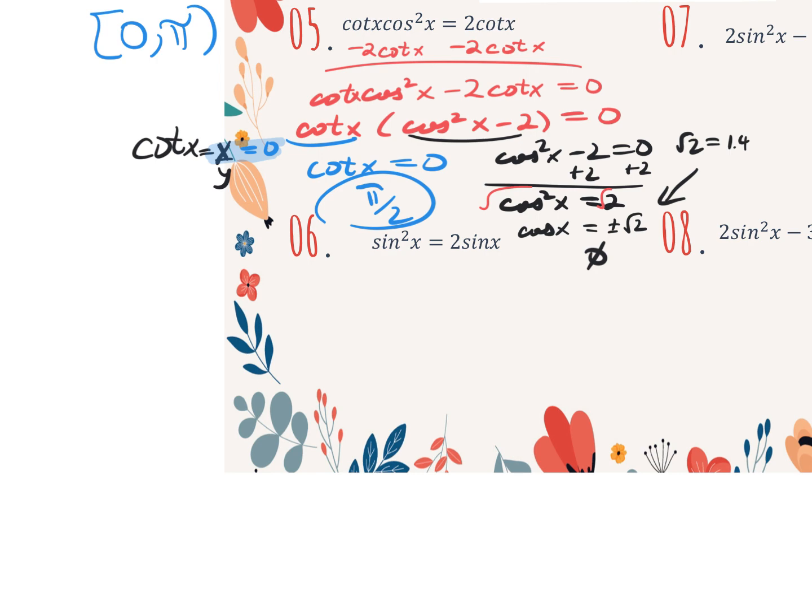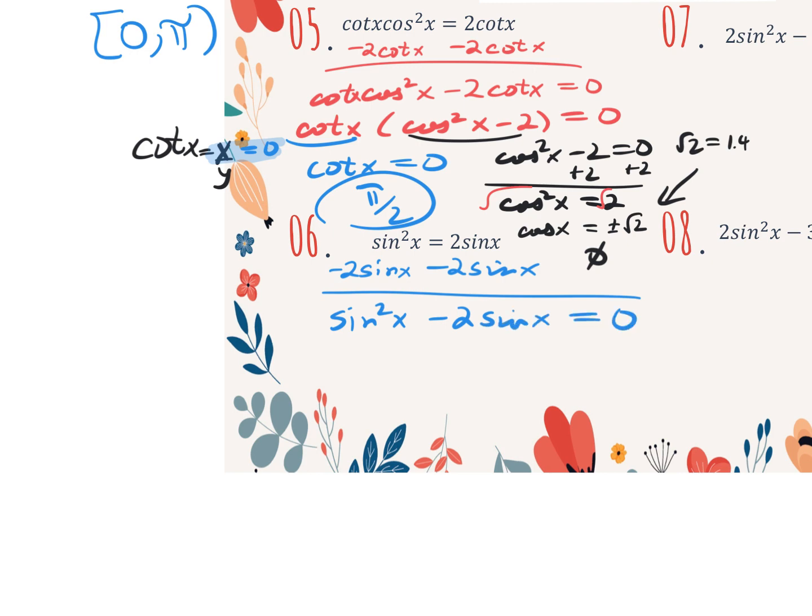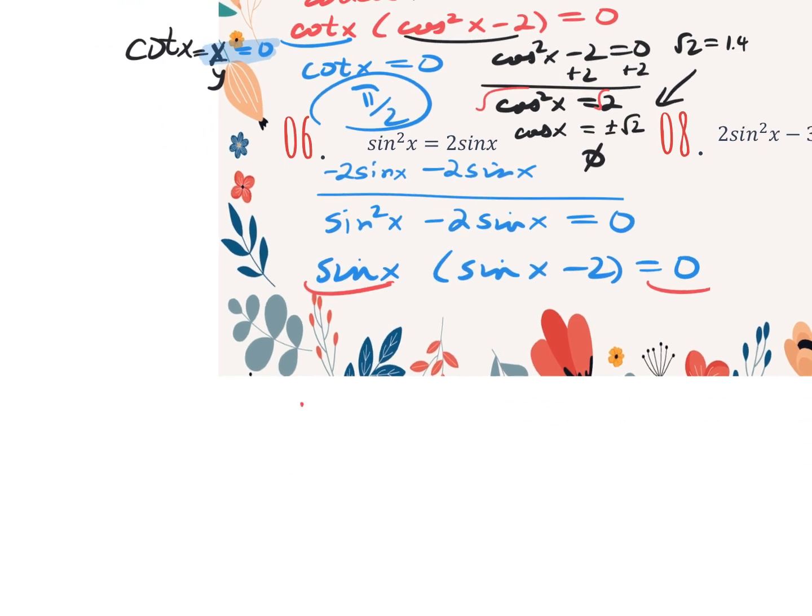So for this one, I need to get all my trig functions on one side, set my equation equal to 0. So sine squared x minus 2 sine x equals 0. Again, I'm going to factor out a GCF of sine x. So sine x minus 2 equals 0. Set each of your factors equal to 0. So I have sine x equals 0. And then this one, sine x minus 2 equals 0.